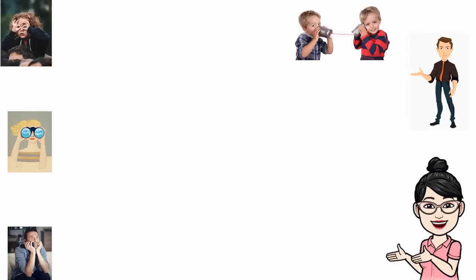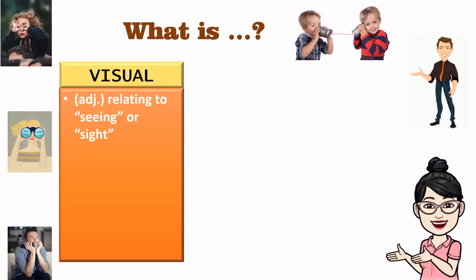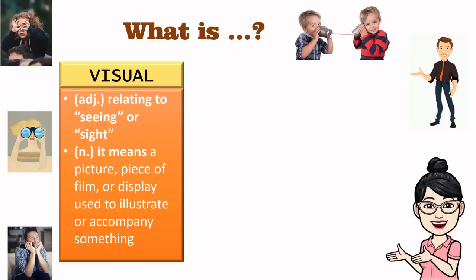So, what does it mean by visual? Visual is an adjective relating to seeing or sight. As a noun, it means a picture, piece of film, or display used to illustrate or accompany something. So ito ay may kinalaman sa mga bagay na ating nababasa at nakikita o napapanood.